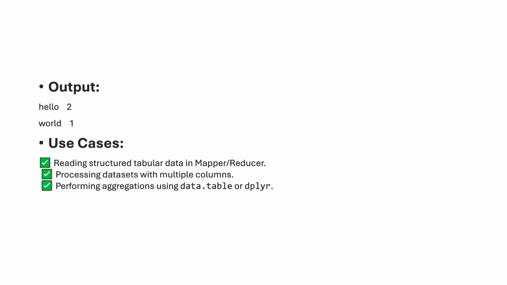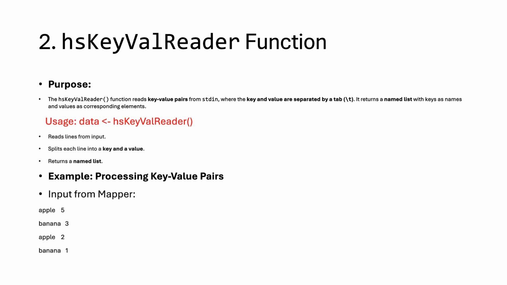Then the second function is the key value reader function. What is the purpose of this function? There are three types of format: table format, key value reader, and line format. This one we will use for the key value reader, where we are having the input data from stdin in key value pairs, where key and values are separated by tab, again the same, and it returns a named list with keys as the names for the corresponding elements.